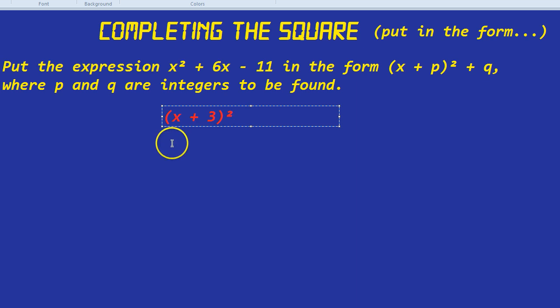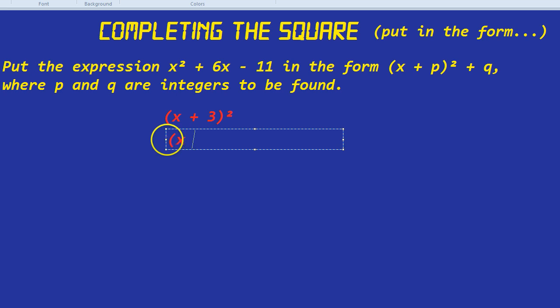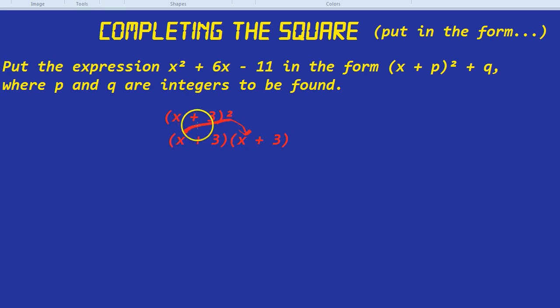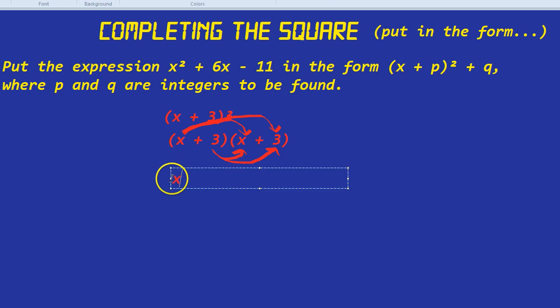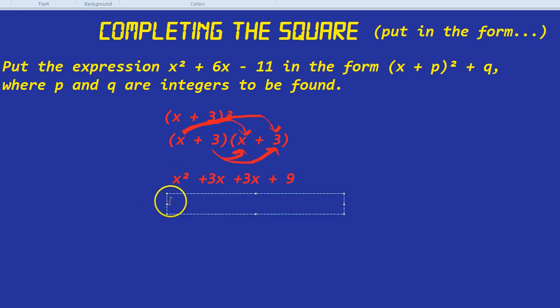We then times out this bracket. How do we times out a bracket like that? We would write it next to itself, because after all, squared just means times by itself. X plus 3 squared is x plus 3 times by x plus 3. X times x is x squared. X times 3 is 3x. 3 times x is 3x. And 3 times 3 is 9. X squared plus 3x plus 3x plus 9. Collecting like terms, we would get x squared plus 6x plus 9.